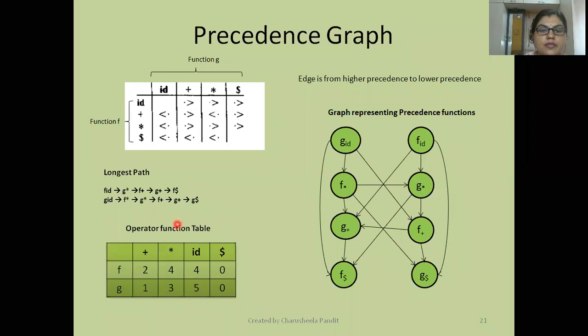So depending upon this longest path, we find the operator function table. You can find all these operator terminals here and you can find these functions here. And if you see the path from f of plus, f of star, f of id, f of dollar.